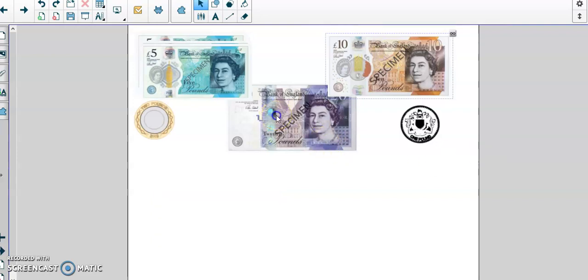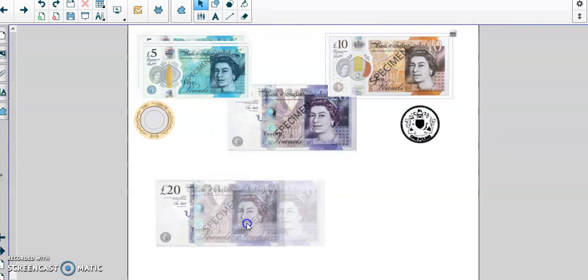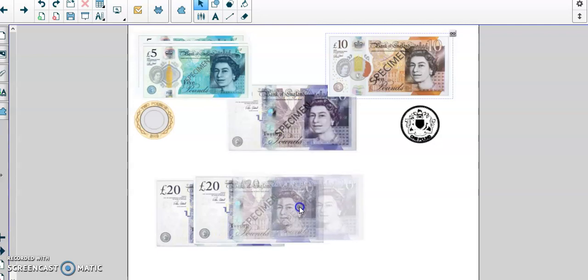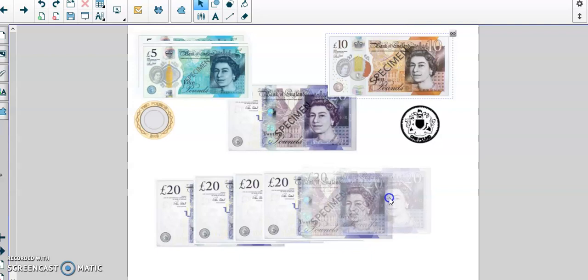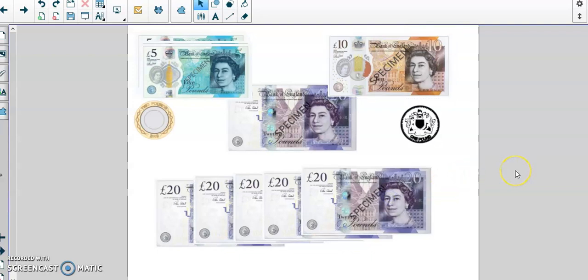And let's have a look at 20s. 20, 40, 60, 80, 100. So this time think, how many £20 notes did we need to make 100? Again, here's some thinking time. And let's check. 1 note, 2, 3, 4, 5. We needed 5 £20 notes to make 100.